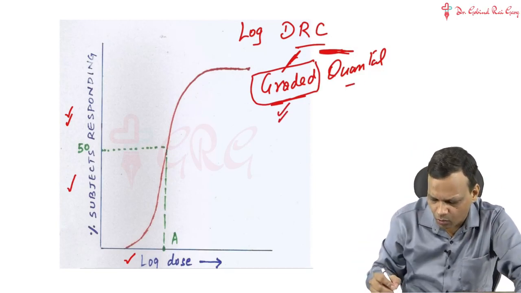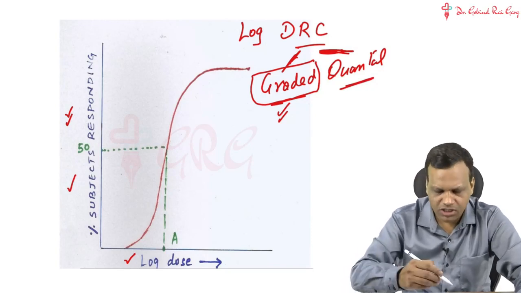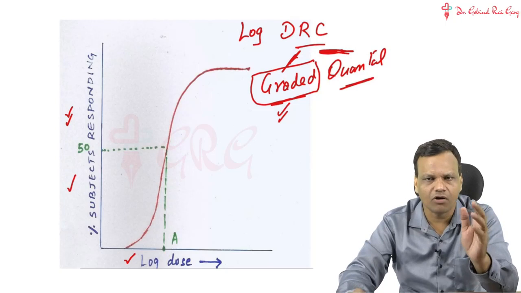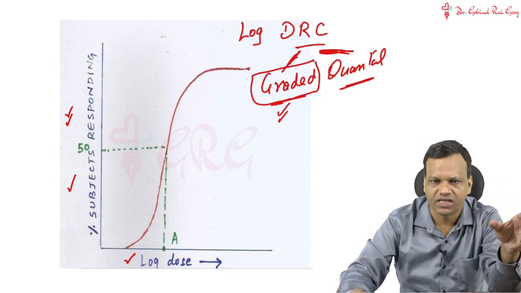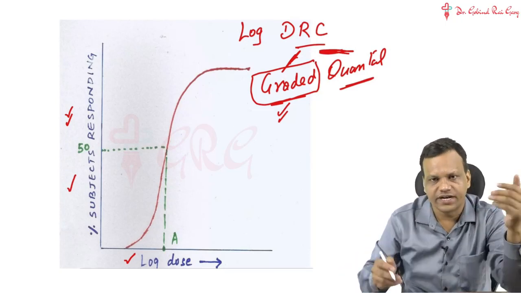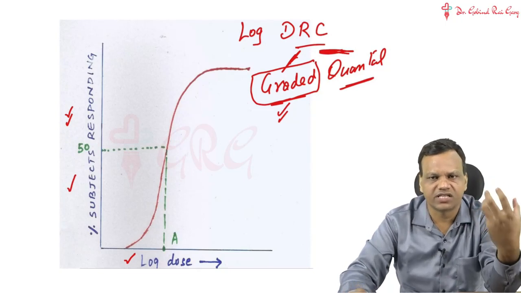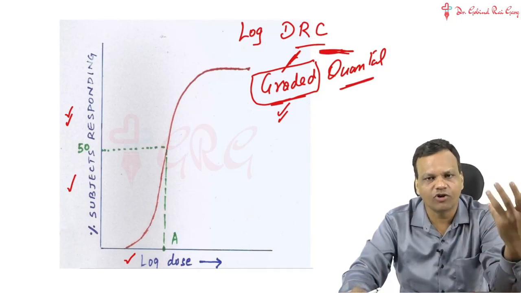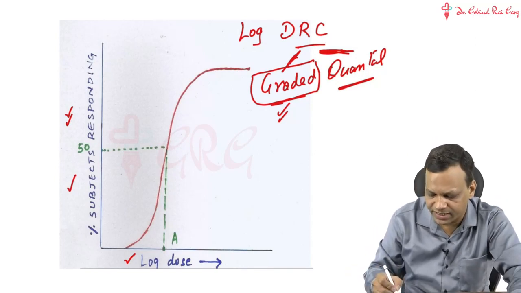On the other hand, the quantile DRC means on the y-axis there is quantity. Quantity means the number of subjects responding. Instead of grade of response, there are people responding. So on the y-axis, if there are people responding, quantity of people, then it is called quantile DRC.